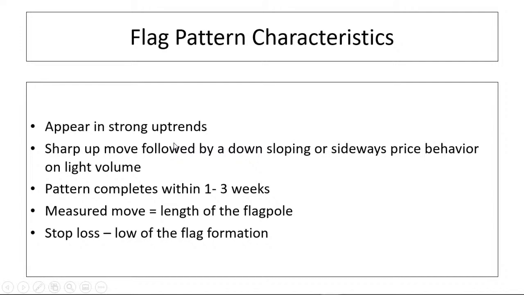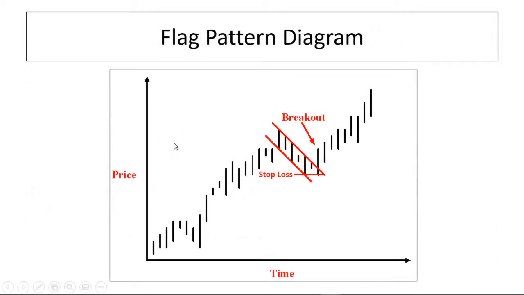All right, and so the flag is the downward sloping or sideways consolidation period that follows the flagpole itself. Okay, so here's a diagram. We're going to look at a lot of charts here in a moment, but just here's a diagram of what we're talking about. Again, a diagram, not necessarily price exact, but there's your strong up move, right? There's your strong up move. You had higher highs and higher lows, and then you get this period of consolidation following that strong up move. In this case, it's a downward sloping consolidation period.